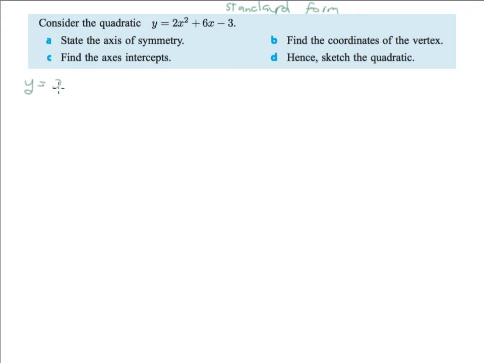Let's look at an example of an equation written in standard form. When it's written in standard form, it's very helpful that the first thing you do is identify what your A, your B, and your C term is, just like we did when we solved quadratic equations using the quadratic formula. Now, part A asks us to find the axis of symmetry.